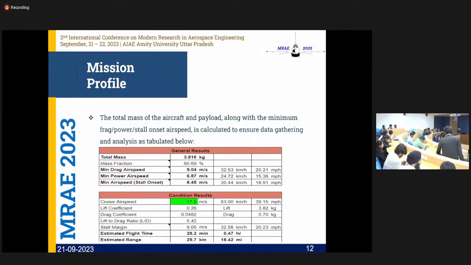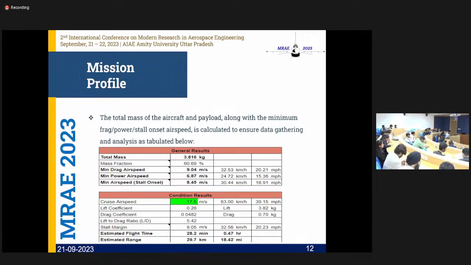Now the total mass of the aircraft and payload, along with the minimum airspeed, is calculated to ensure data gathering and analysis, as tabulated. The total mass, including the airframe weight and the battery pack, is 3.816 kg, where the mass fraction is 60.69%. The minimum drag airspeed that we are observing with the help of this analysis is 9.04 meters per second, and the minimum power airspeed is 6.87 meters per second.